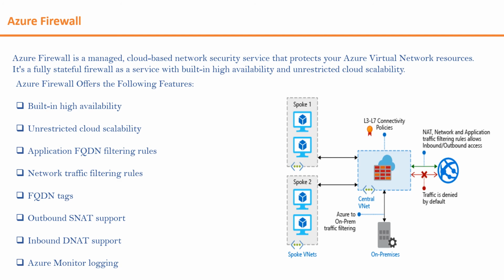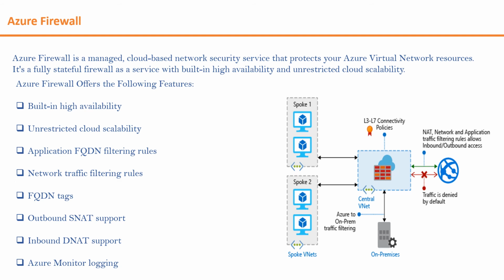FQDN tags. FQDN tags make it easy for you to allow well-known Azure service network traffic through your firewall. For example, say you want to allow Windows Update network traffic through your firewall. You create an application rule and include the Windows Update tag. Now network traffic from Windows Update can flow through your firewall.